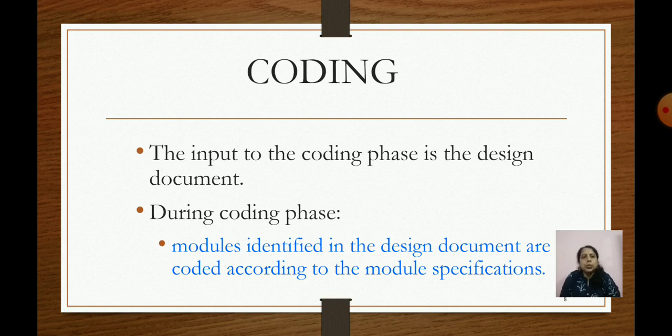So first come to the coding. The input to the coding phase is the design document. Means the output of the design phase is the design document. So design document means the structure chart, the DFDs. And during the coding phase, modules identified in the design document are coded according to the module specification. Means the modules are specified in the design document, and according to that document, the programmer writes down the program for each module.